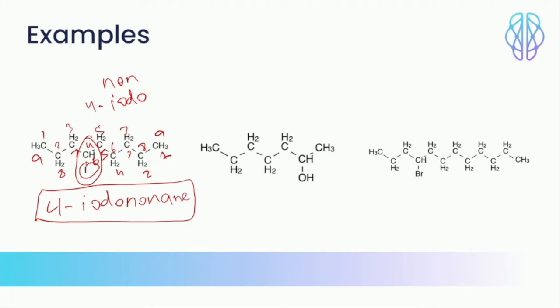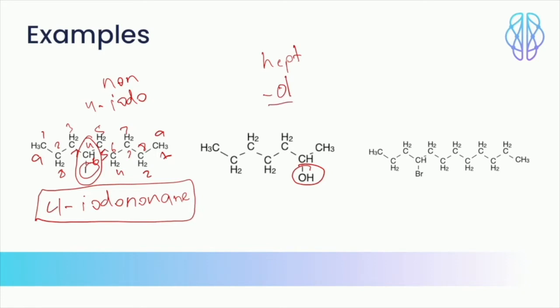So on the second compound, same principle. So the first thing we're going to do is look for the longest carbon chain. So 1, 2, 3, 4, 5, 6, 7. This is the prefix hept. We're going to look for functional groups. So this is the OH group. So this is an alcohol, the suffix ol.